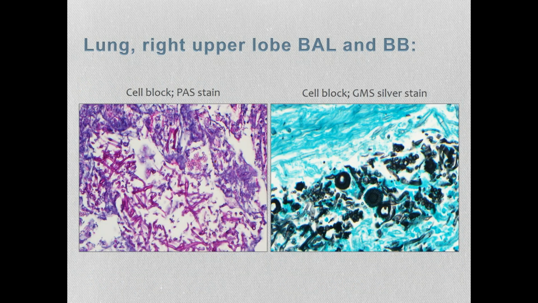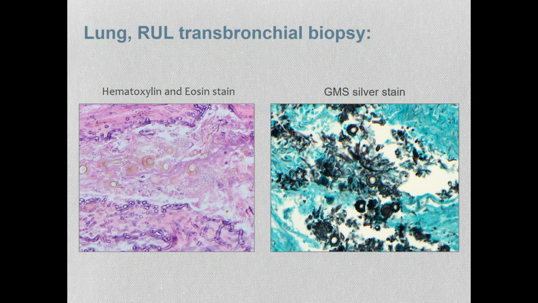This is the PAS stain that we did. I showed you the GMS silver stain. Here's just another area with some really nice fruiting heads that look like sunflowers. Both were positive. And here's the right upper lobe transbronchial biopsy that was done concurrent, which shows, again, these nice fruiting heads and the hyphae, very nicely highlighted on the GMS stain. The culture also showed septate hyphae that was consistent with Aspergillus in the culture sample.